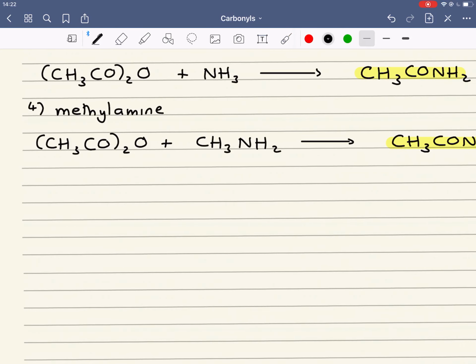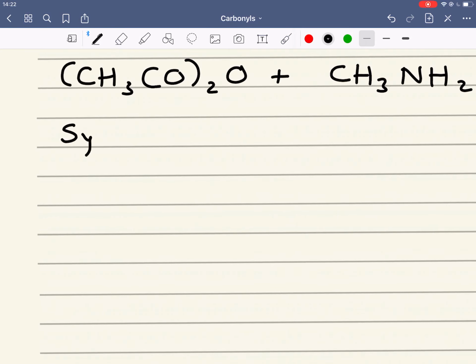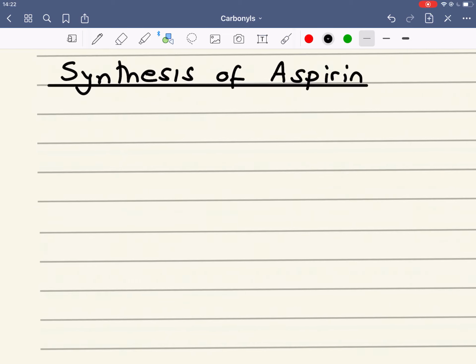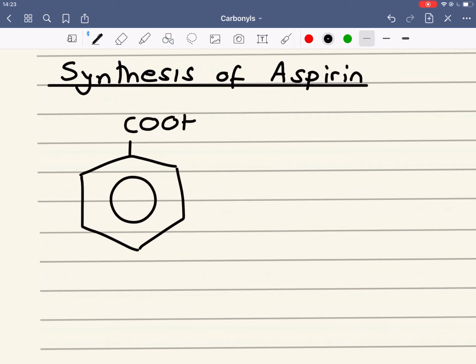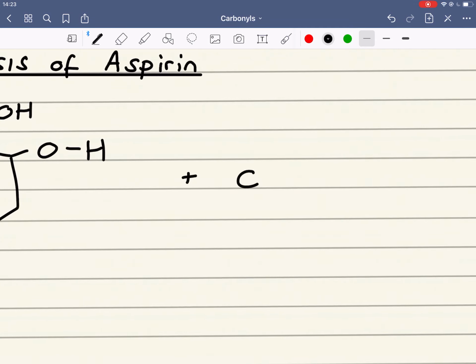Now, this reaction is very useful in the synthesis of aspirin. So aspirin is made from a molecule called salicylic acid, which is 2-hydroxybenzoic acid, which has got the following structure. And we can react that with ethanoic anhydride.